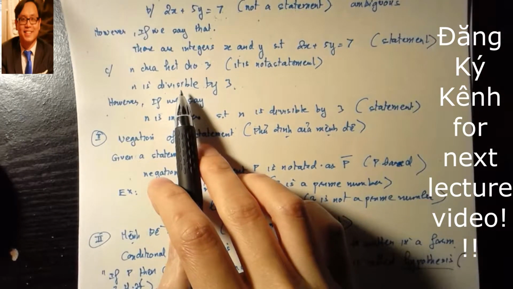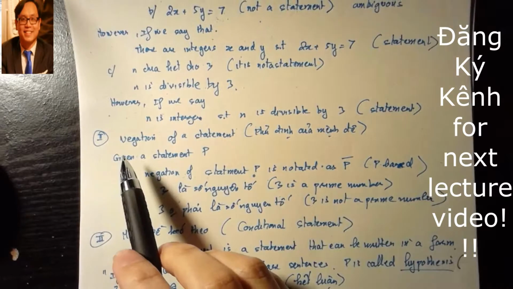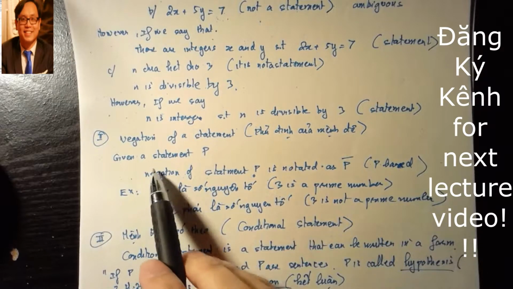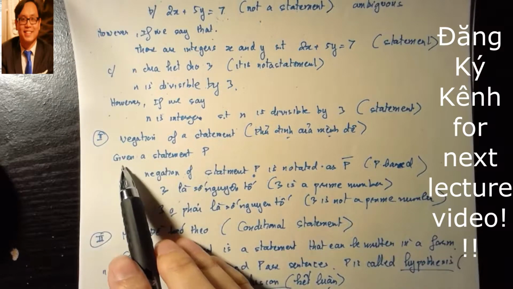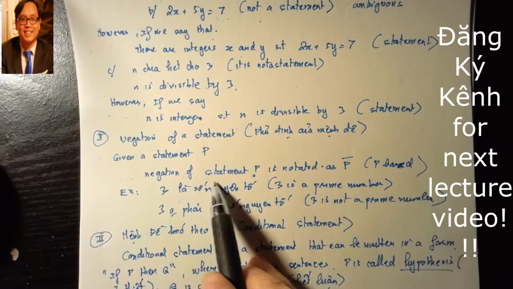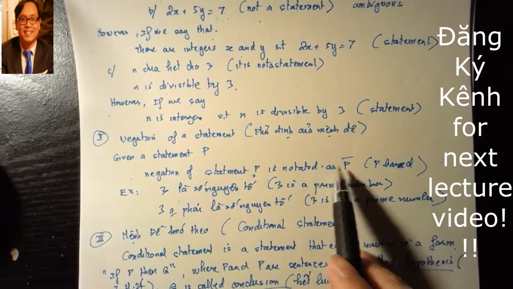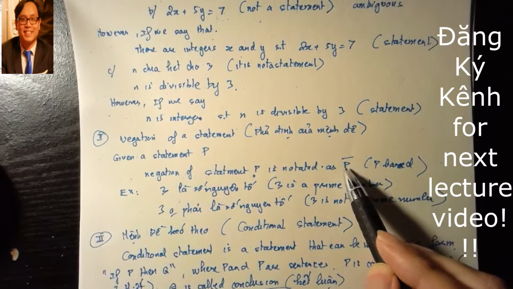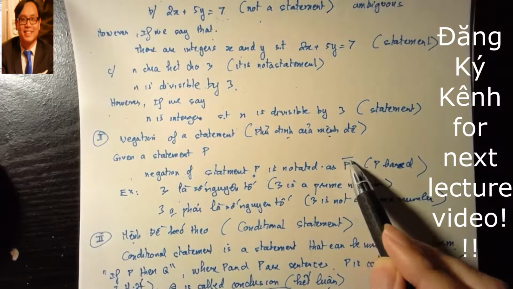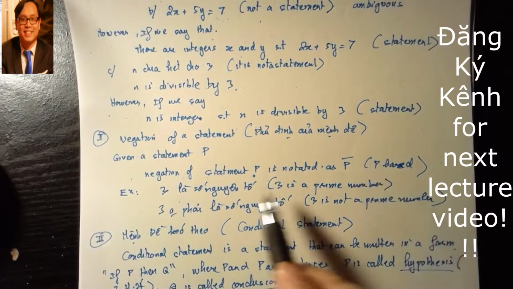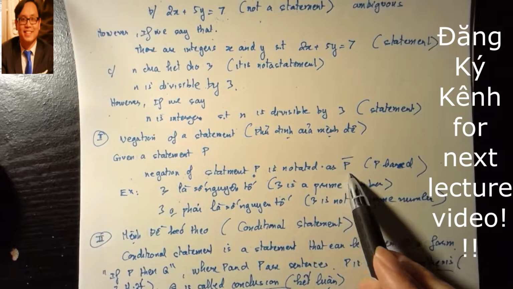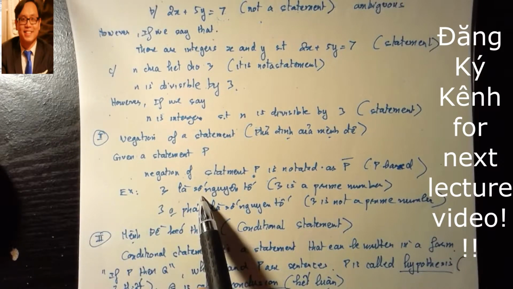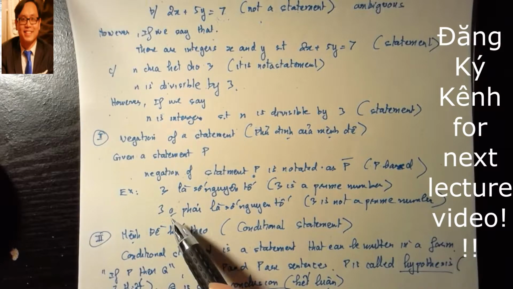Then how are we gonna negate a statement? Làm sao chúng ta có thể phủ định được mệnh đề? Chẳng hạn cho một mệnh đề p. Given the statement p, the negation of statement p is notated as p bar. Nếu chúng ta muốn phủ định một mệnh đề á, thì chúng ta đặt tên mệnh đề đó p và viết một dấu ngang trên đầu nó. So đây là ký hiệu của phủ định của một mệnh đề. Ok, called p bar.